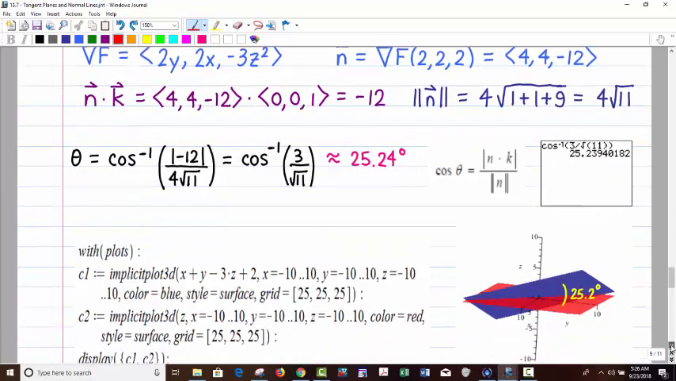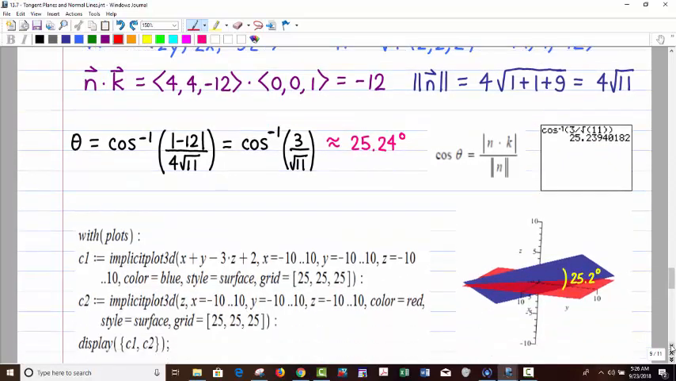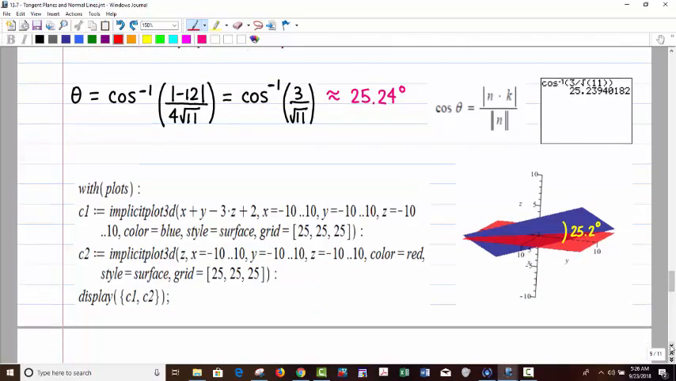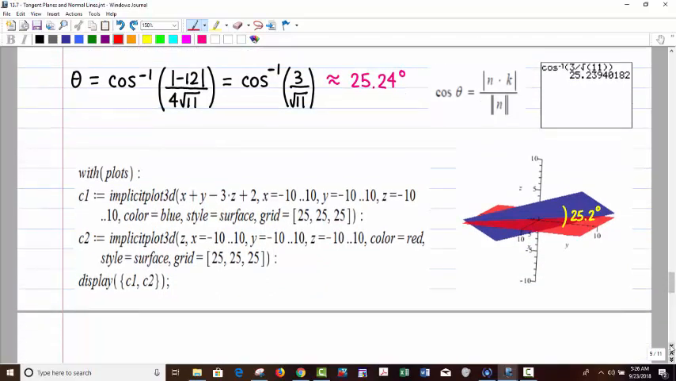So let's look at the graph and see what we have. 25.2. Looks like the red one is the XY plane, and the blue one is the one that we just created. So there I'm showing you the smallest angle right there. That's the 25.2 degrees. I just used Z, which just means it graphed the XY plane. All right.